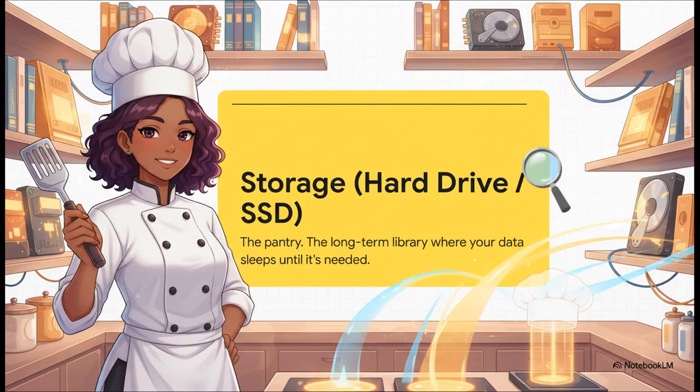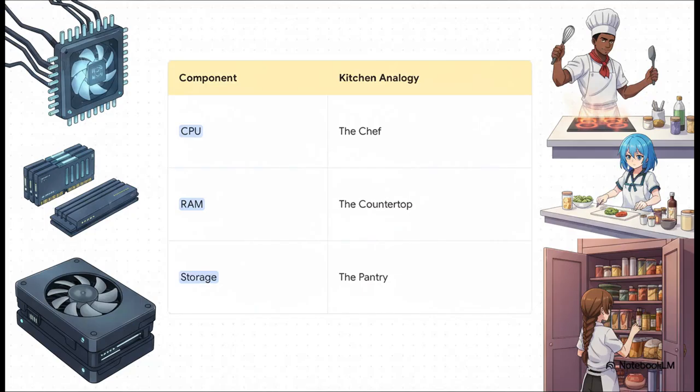And finally, we've got the pantry. This is your hard drive or your SSD. This is the long-term storage where all your files, your applications, and the operating system itself just kind of sleep until they get called up. Now, it's a bit slower to get things from the pantry, but that's where everything is kept safe for the long haul.